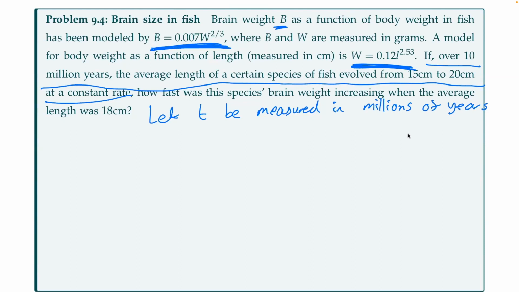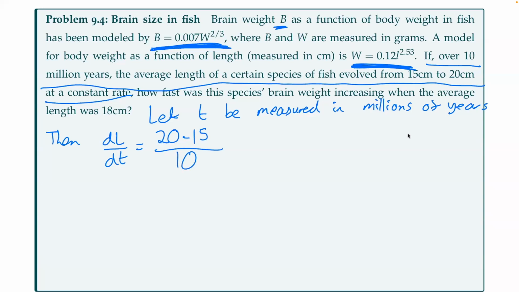So what do we have? Well, we're told this bit that's underlined: over 10 million years, the average length increases from 15 to 20 centimeters at a constant rate. So because it's a constant rate, we know that our dL/dt is going to be a constant. We end up at 20 centimeters. We started at 15 centimeters, so 20 minus 15 on the top. And that occurs over 10 million years.